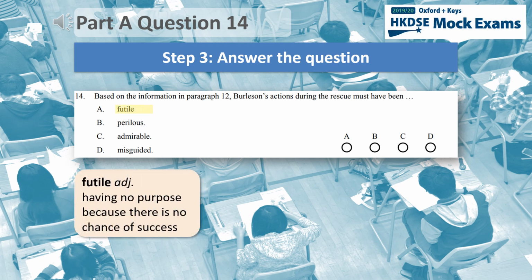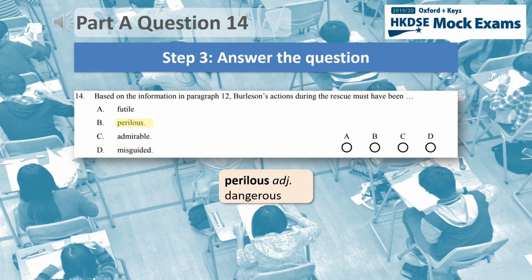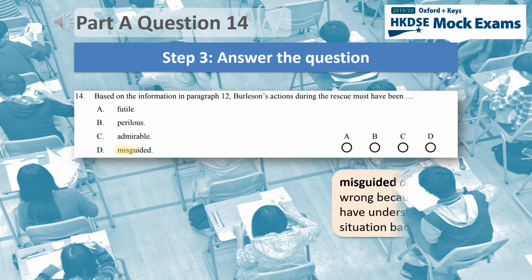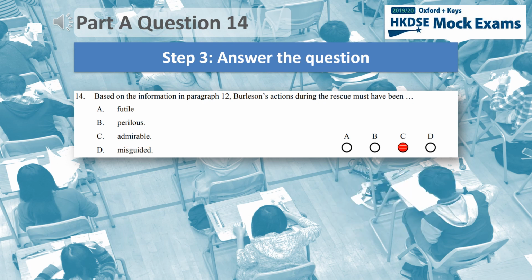Futile means having no purpose because there is no chance of success. This does not describe Burleson's actions. Perilous means dangerous. The rescue might be dangerous, but it is not mentioned in the text. Misguided means wrong because you've understood the situation badly. If Burleson's actions were wrong, he wouldn't have been awarded for them. So yes, option C, admirable, is the only possible answer.